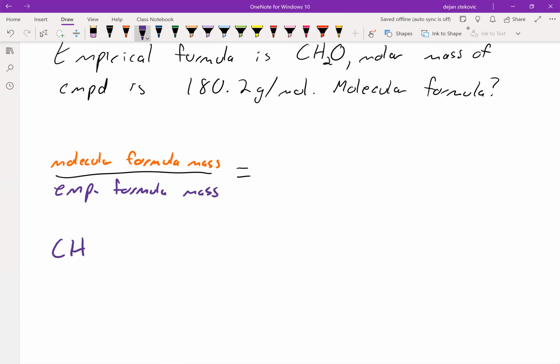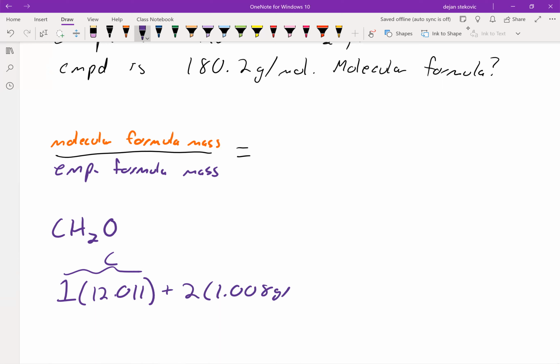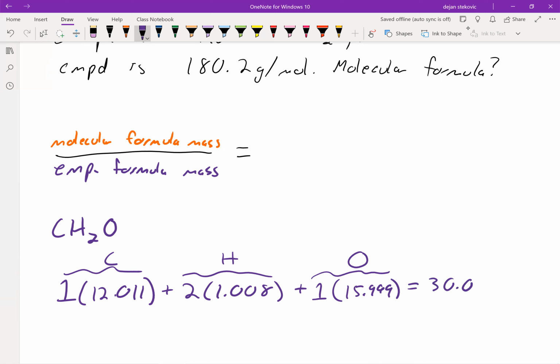So our empirical formula is CH2O, so we're going to need to calculate its mass. So we have one carbon. Carbon weighs 12.001 grams per mole, so that right there is our carbon. We have two hydrogens, so it's 2 times 1.008 grams per mole. That's our hydrogen. And then we have an oxygen. We only have one of them. If you take a look at the periodic table, it weighs 15.999 grams per mole, right? That's our oxygen. And so our total mass, our CH2O, is 30.026 grams per mole. And then we just plug that in on the bottom here, 30.026 grams per mole.